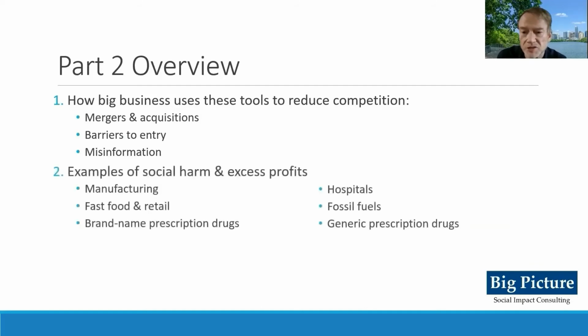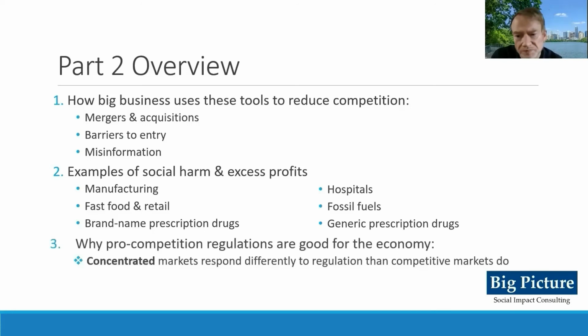Through examples in 6 industries, we'll see just how much these actions increase profits, frequently by 15 to 50%, and how much they take from consumers, workers, and small businesses. Furthermore, we'll see that this is a net loss to society overall. The increase in profits is always less than the amount taken from consumers and workers, and it intrinsically slows down the economy. The series will close with an explanation of how pro-competition regulations can unwind these effects.